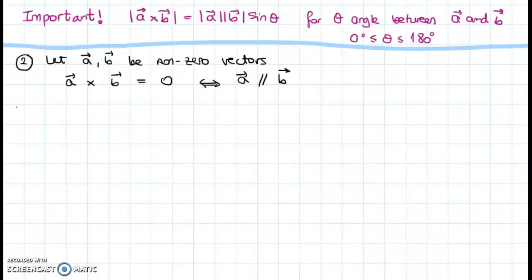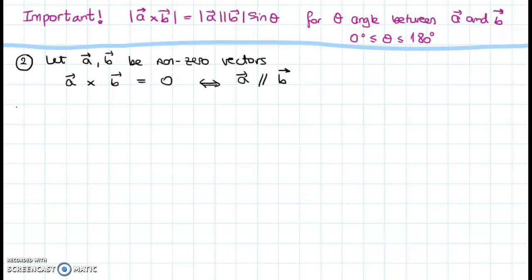I wrote one more time this important property about the length of the cross product of A and B being the product of the lengths of A and B times the sine of the angle between A and B. And remember that we consider the angle between A and B to be an angle between 0 and 180 degrees, and we could include both of them. We need to use that to complete the second one of our examples.